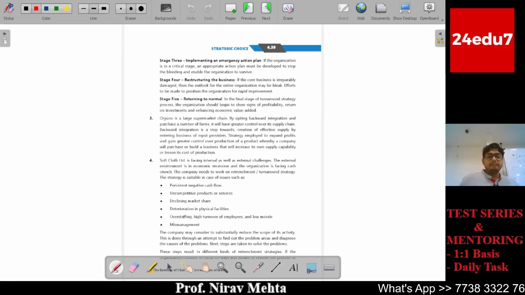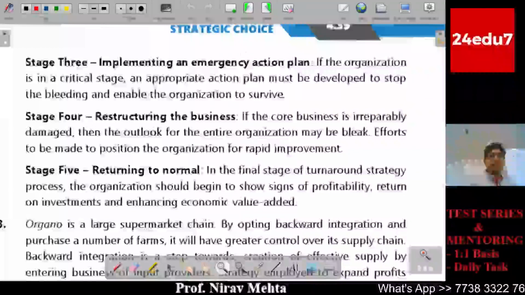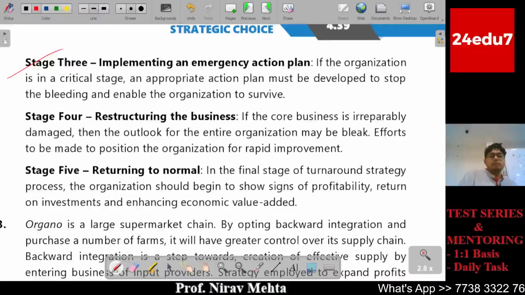After that, third, implementing an emergency action plan. Now what will we do? We will implement the action plan. What will we do? No reply. Okay. If an organization is in a critical stage, an appropriate action plan is needed. Otherwise, attempt to stop the bleeding and enable the organization to survive.